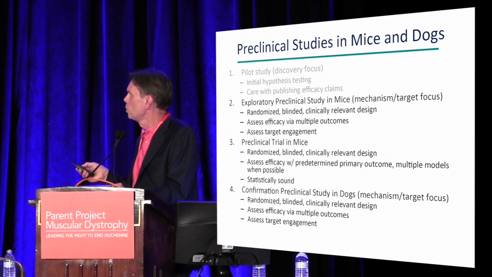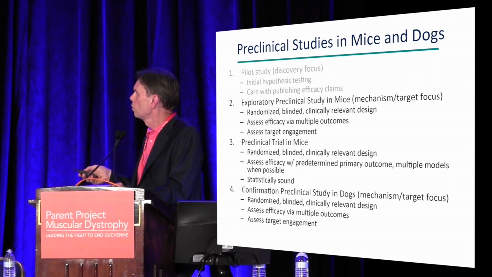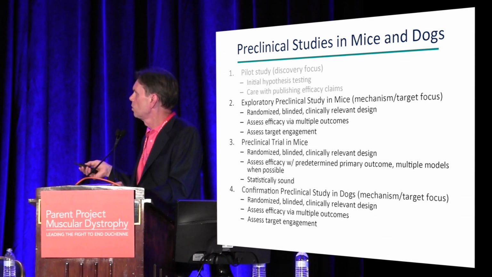And then if that looks good, we move on really in parallel to preclinical studies in mice, where we do more human-like study designs, larger numbers of animals, blinded, predetermined outcome measures. And in parallel, we try to then go back and do a confirmatory preclinical study in dogs, where we don't have the numbers of dogs to do larger studies, but we can do these studies in dogs where we confirm mechanism and target engagement. And again, those are done in a randomized, blinded fashion.